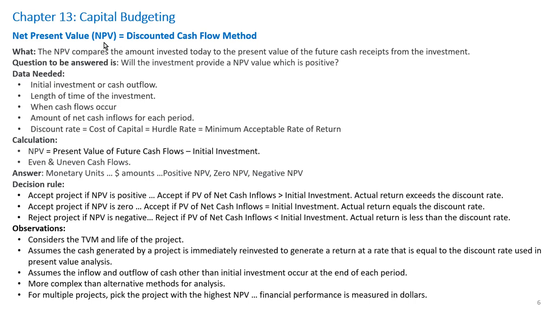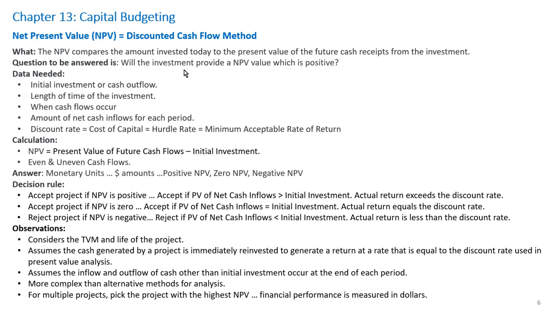Net present value is a calculation that compares the amount invested today to the present value of the future cash receipts from the investment. In other words, the amount invested is compared to the future cash amounts after they are discounted by a specified rate of return.